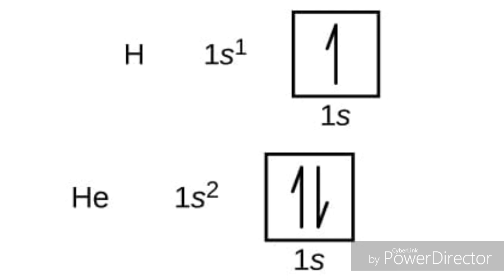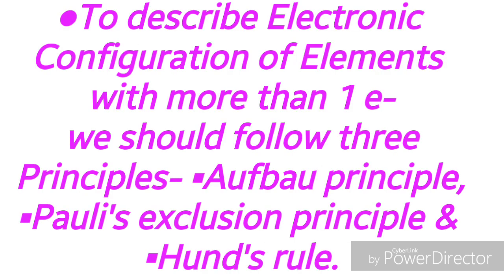Students, here you can see two examples. Hydrogen, the electronic configuration is 1s1. Helium, 1s2. Hydrogen has 1 electron and helium has 2 electrons. So the number 1 is main shell, principal quantum number, and L is subshell, s, it belongs to s subshell, and hydrogen has 1 electron, so 1s1, and 1s2 in case of helium because it has 2 electrons.